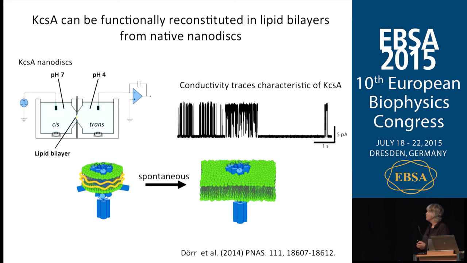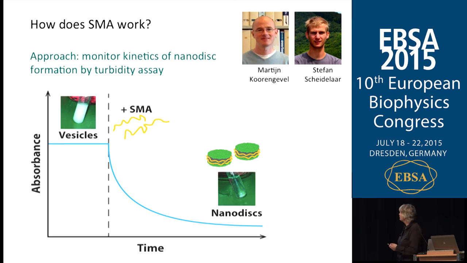Now, another thing we then wanted to do is to know how does the SMA work. And here the model systems are again coming into play. This is work by Martijn and Stefan in the group. The idea was you start with vesicles, and they're rather large, so they are turbid. Then you can add the polymer, and just by looking at the optical density, you can follow the formation of those nanodiscs. And it's a very simple assay, but it allows you to look at all kinds of different parameters. You can look at pH, salt concentration, different types of lipids.